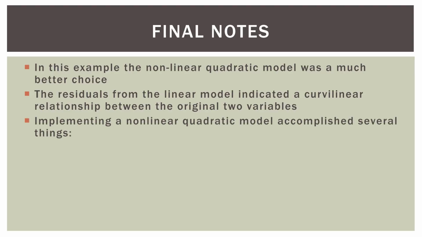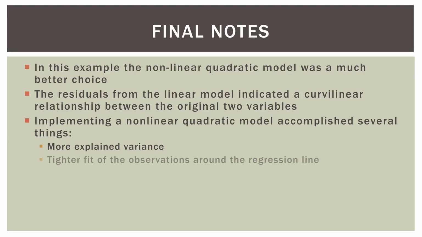So implementing a nonlinear quadratic model accomplished several things. It explained more variance. So remember that our R-squared went up by quite a bit. 10% more variance was explained in the quadratic model. We had a tighter fit of the observations around the regression line, so our standard error went down significantly. We reduced the model error. So if you remember, the mean square error was literally cut almost in half.